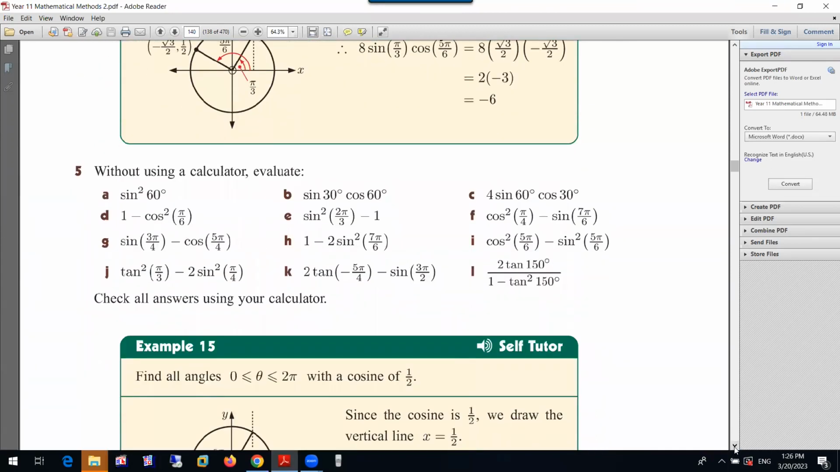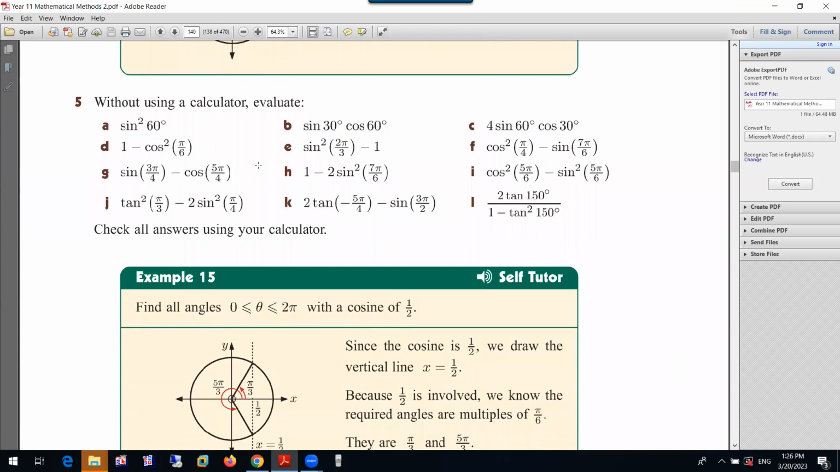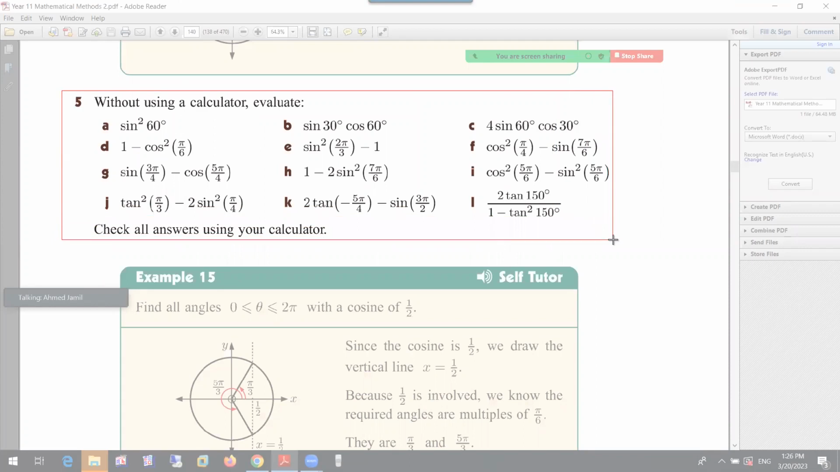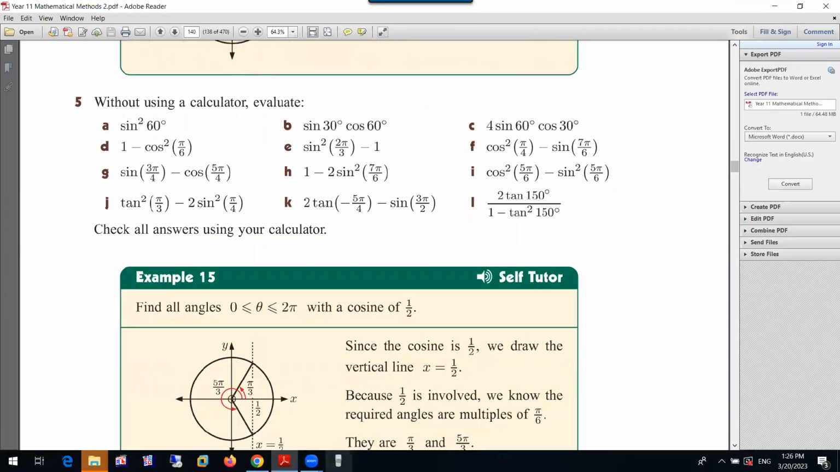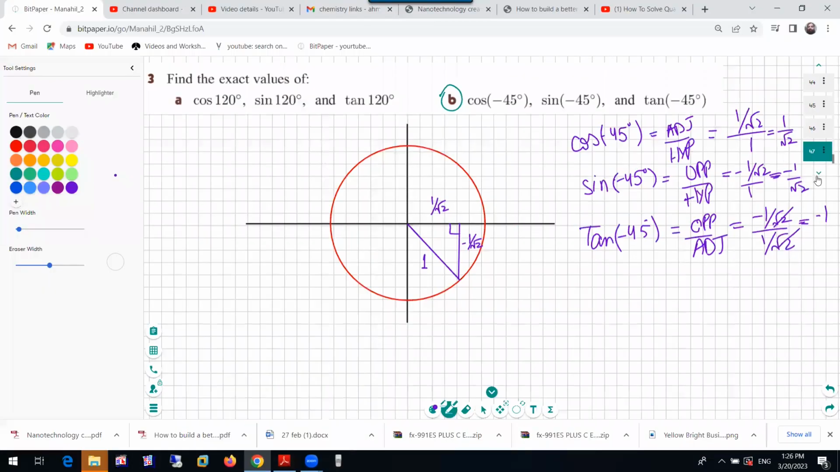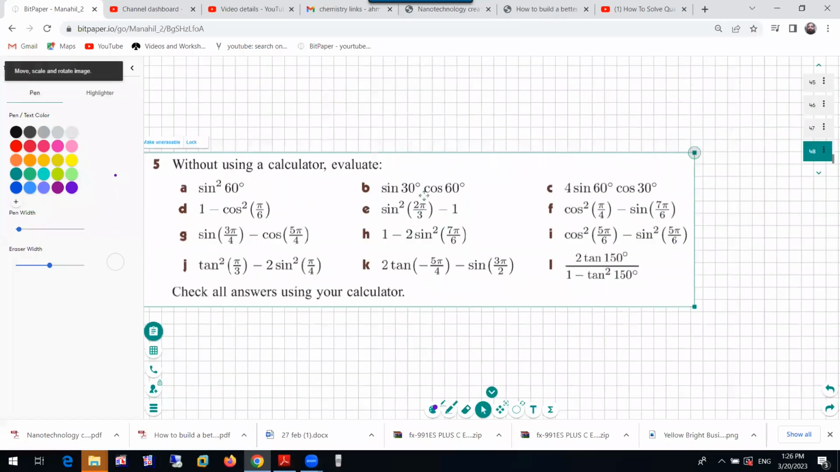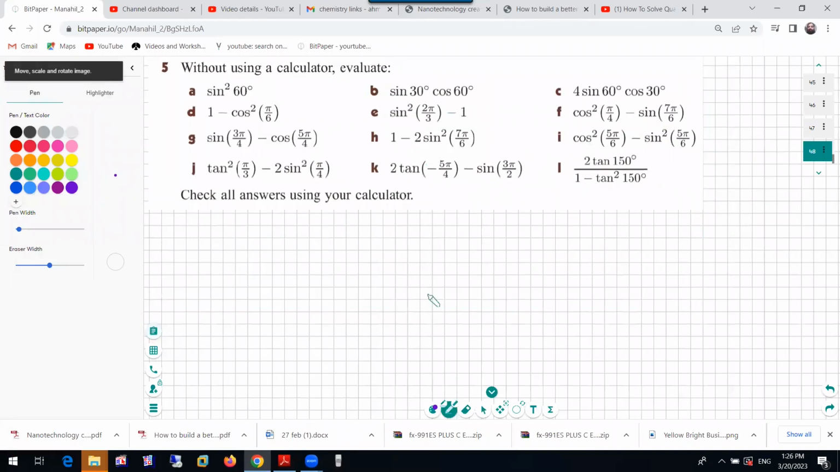So without using a calculator, solve this one. This is actually the important one. And you also have to check the answer with your calculators, right? Okay. I start from part A. I can write it as sine 60 whole square, right? What is sine 60?